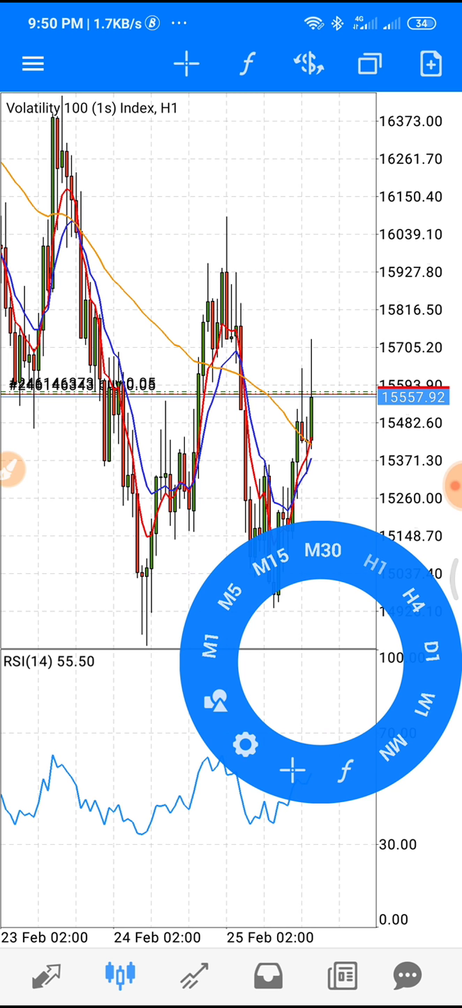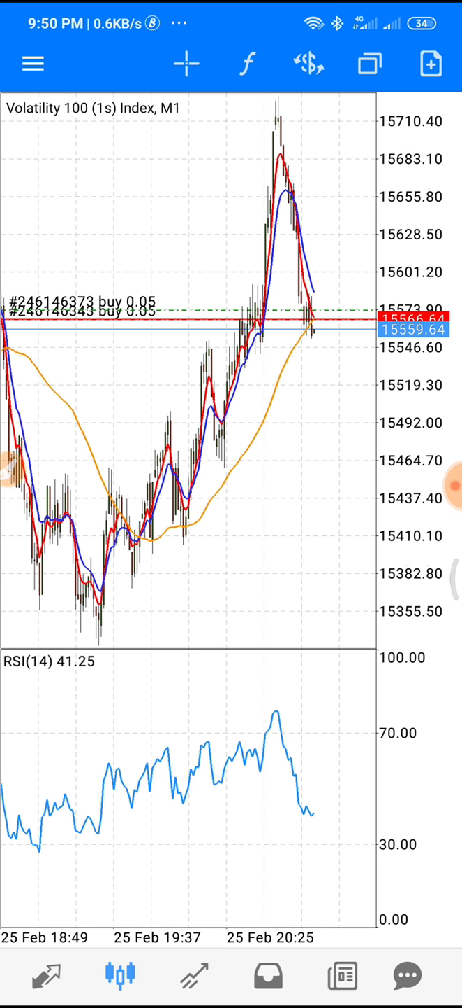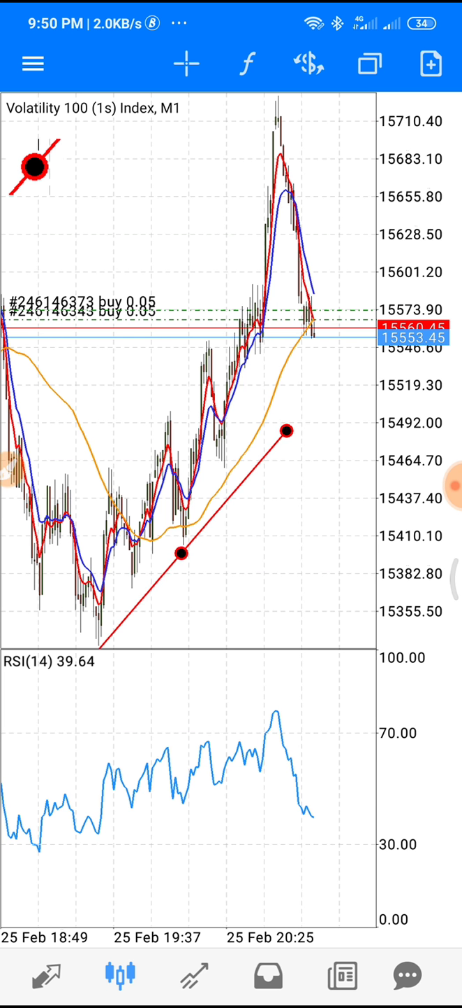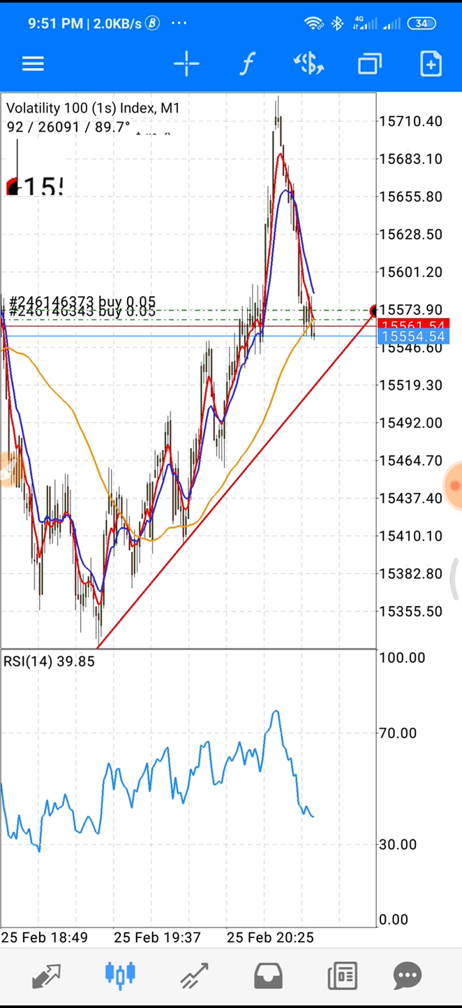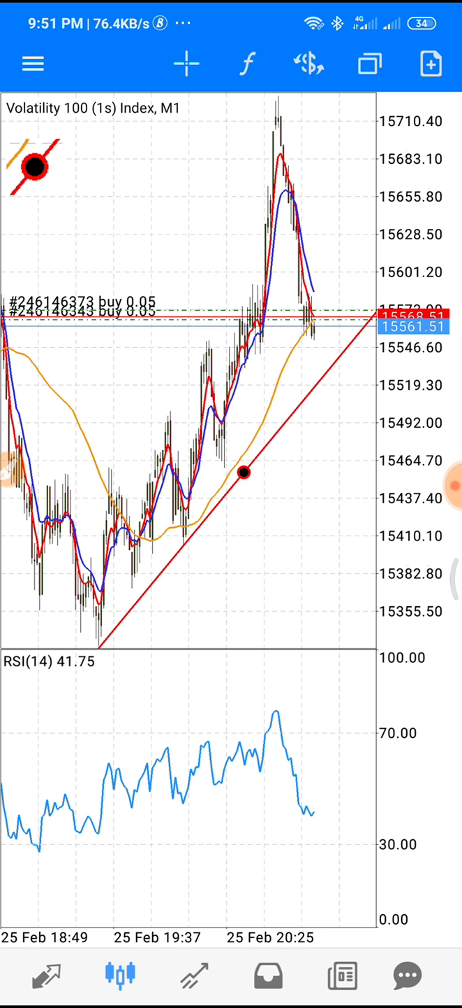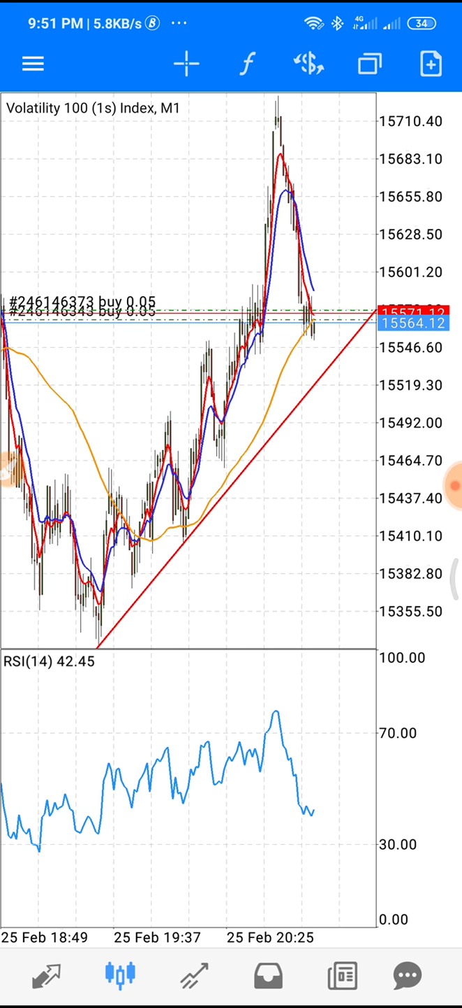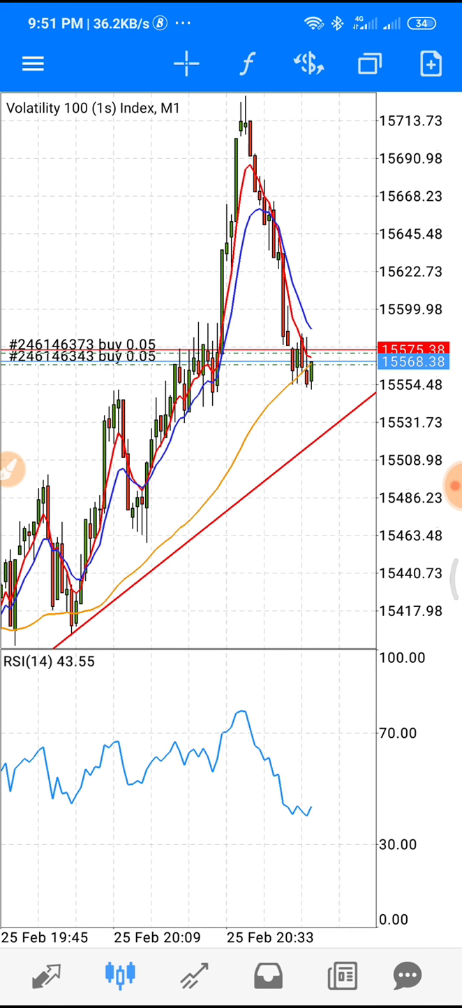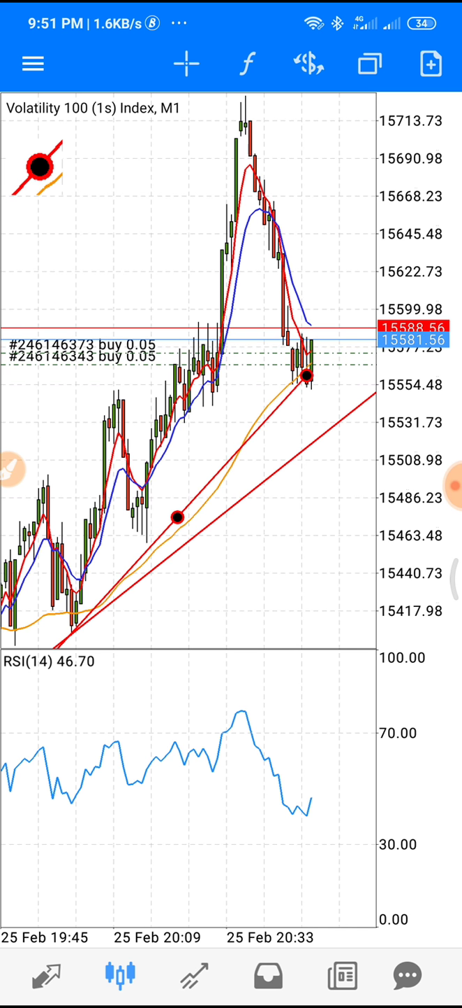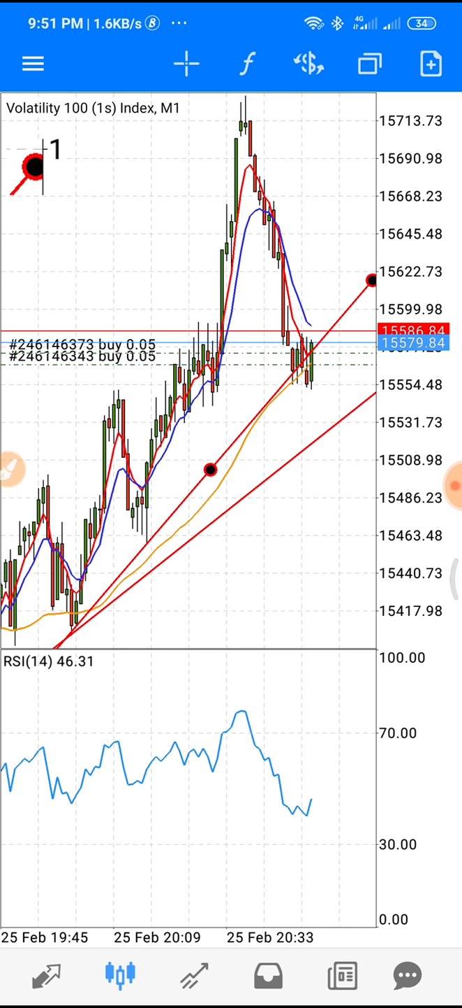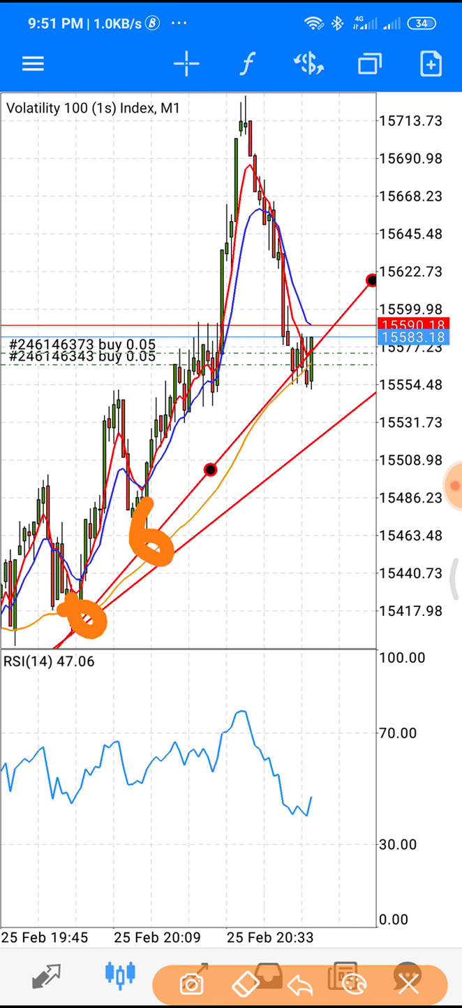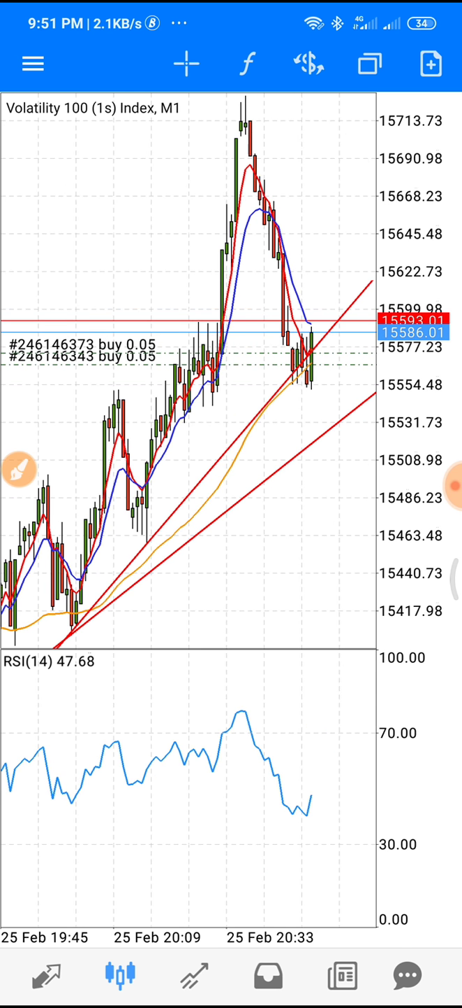Now go back to M1, the 1 minute time frame, and draw your trend line. The reason why I entered here, you can see that it has not touched this trend line. The reason I entered here is because of these two supports and also SMA 50. That yellow line is my SMA 50. So these two supports, this and this, you can see it right there. So that's why I drew it.